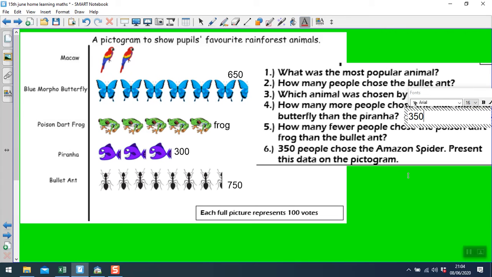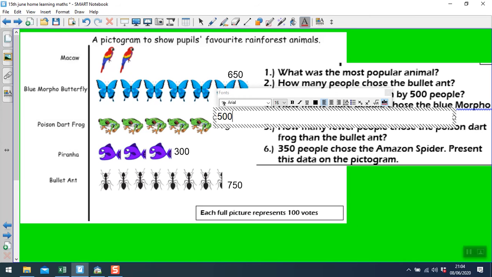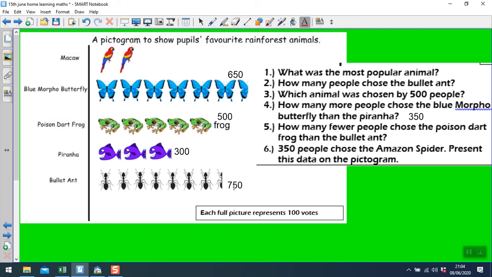How many fewer people chose the poison dart frog, which was 500, than the bullet ant, which was 750? 750 take away 500 is 250.